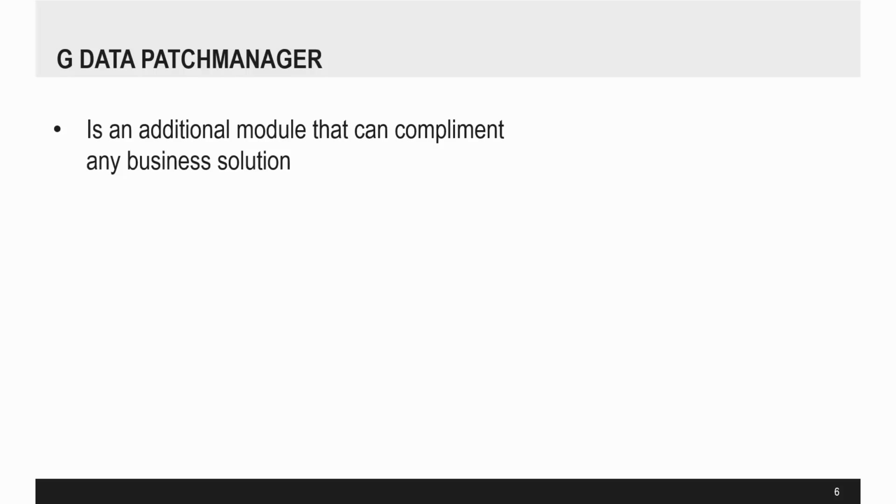So to the patch manager itself, this is an additional module that can be added to any of the business products. So if your customers are using antivirus, client security or endpoint protection, they can add this patch management module very easily. All that happens is the customer orders the additional module, the patch management. When we receive that order, we change the product that is associated to that license key in our database. So we'll change it, for example, from antivirus to antivirus plus patch management.